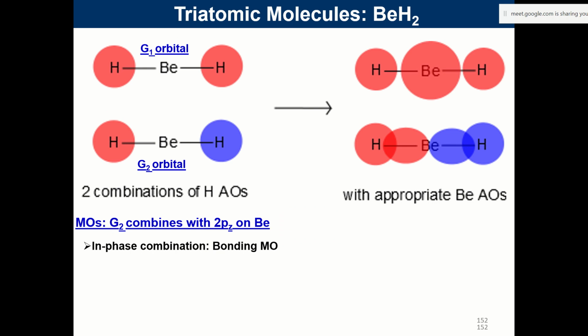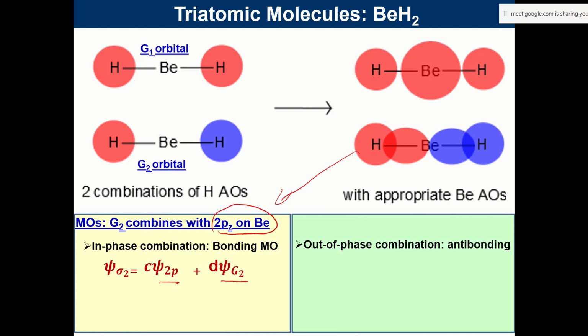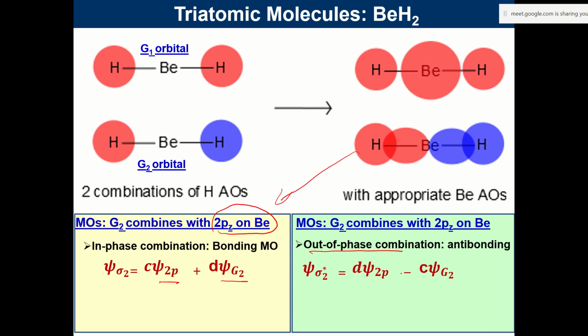Now in a similar fashion, you can think of combining the G2 orbitals, G2 ligand, sorry, not ligand, group orbitals. Combine the 2pz on beryllium. The one that we have just seen over here. And this is a combination. So now psi 2p psi g2, the wave function for g2, the wave function for 2p. And then in a similar fashion, you can write for the out of phase combination. You put the minus sign here.